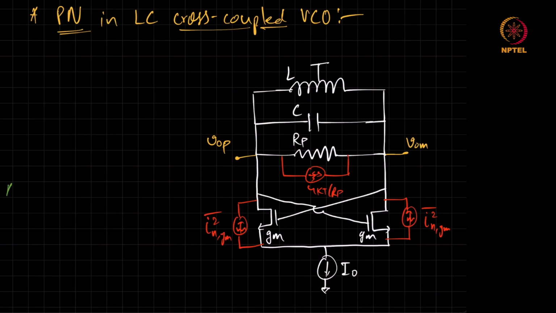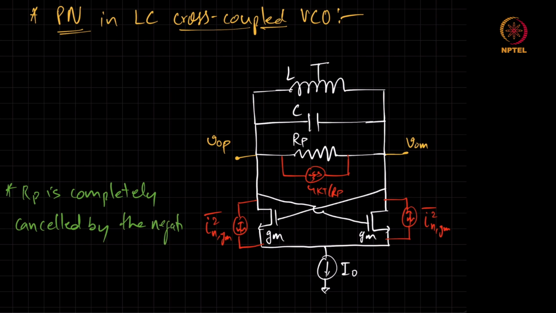Here we are considering RP is completely cancelled by the negative resistance offered by the cross-coupled pair.